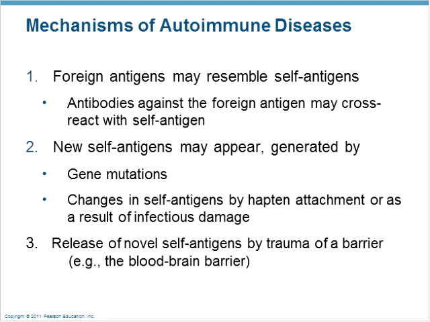The mechanisms of an autoimmune disease include foreign antigens that may resemble self-antigens. The antibodies against the foreign antigen may cross-react with our own antigens, and new self-antigens may appear, generated by gene mutations, changes in self-antigens, by hapten attachment, or as a result of infectious damage, or release of novel self-antigens by trauma of a barrier, the blood-brain barrier, for instance. So there are three mechanisms by which that can occur.